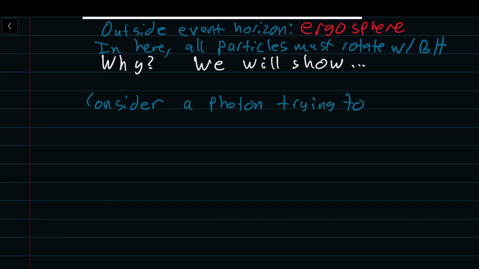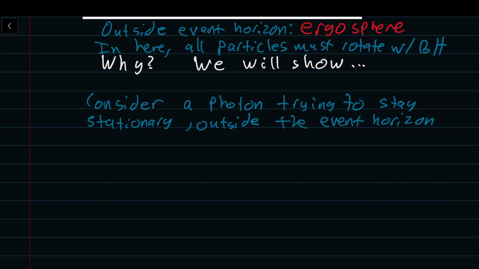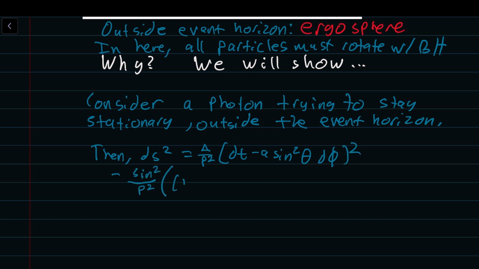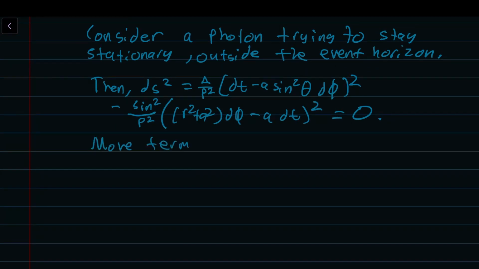So let's consider a photon trying to stay stationary, that is, to escape this rotation, essentially, or even rotate counter to the black hole. It's going to be outside the event horizon, so it's not going to be falling into the black hole. So what we're trying to get here is saying that dr squared and d theta squared are both 0 because we don't want it to be moving up and down. We don't want it to be trying to go out. It's just trying to not rotate and stay stationary.